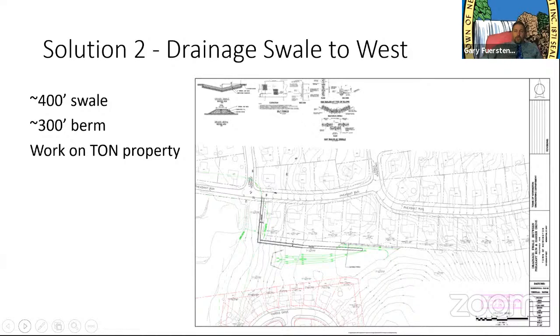Solution 2 is a drainage swale to the west. Again, it's shown in green here. It's a much shorter system. It's only a 400-foot long swale with a 300-foot long berm. All the work is on town property again. Next slide.